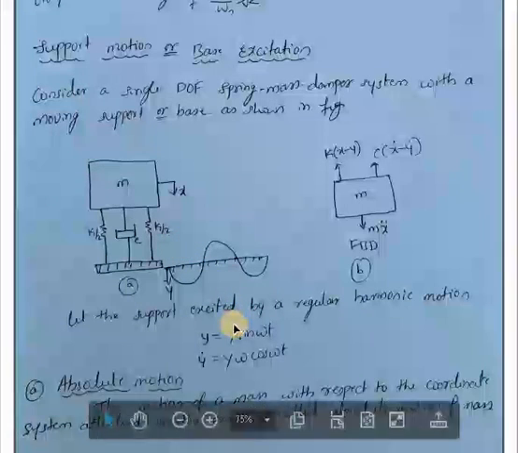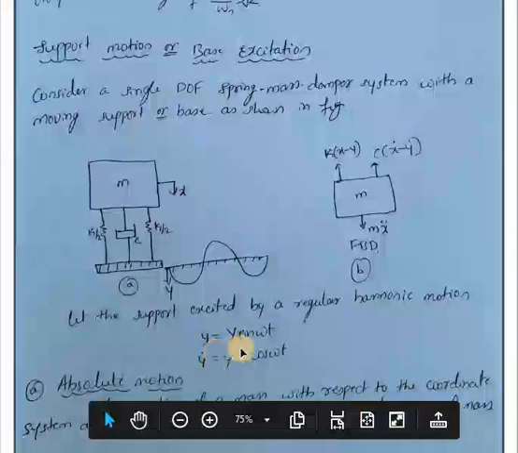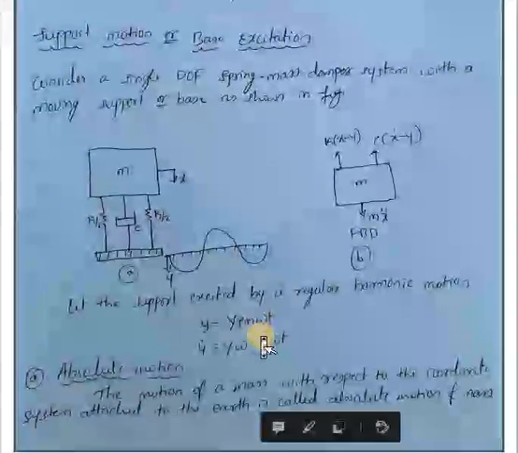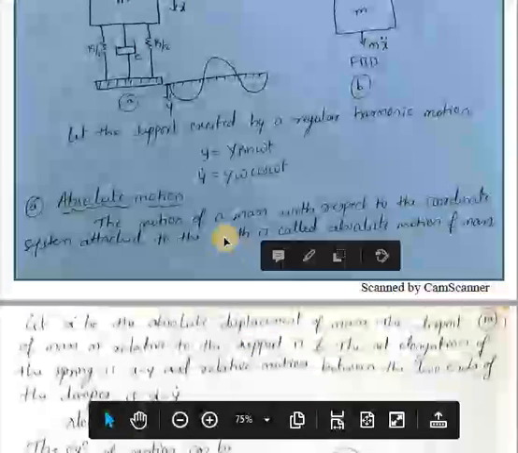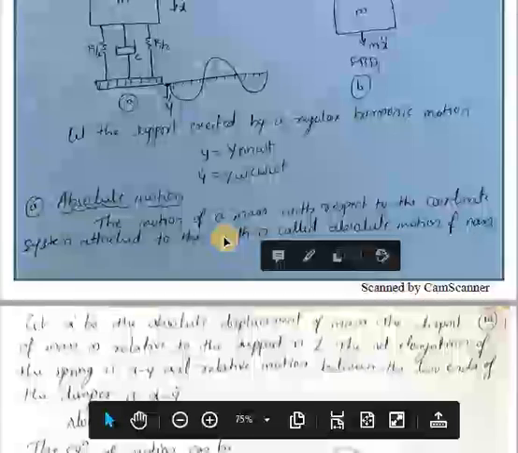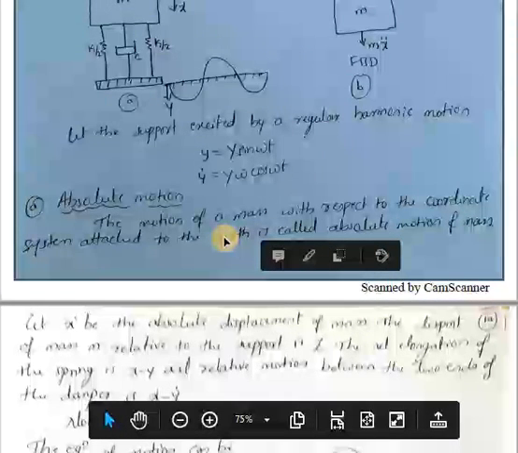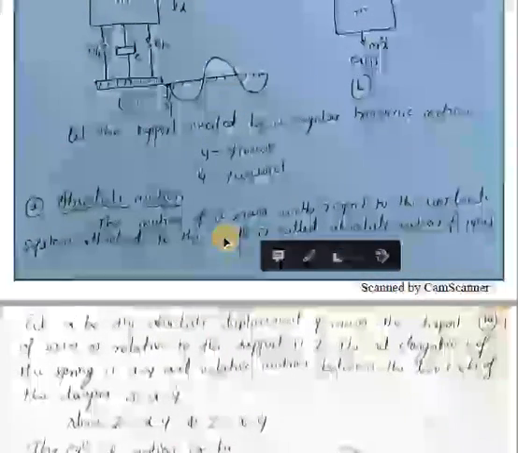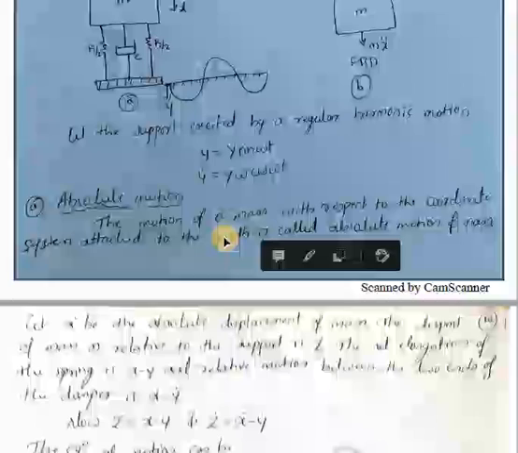That is y as Y sin omega t and y dot as capital Y into omega into cos of omega t. So in that we have two concepts. One is absolute motion. Here the motion of a mass with respect to the coordinate system attached to the earth is called the absolute motion of the mass.